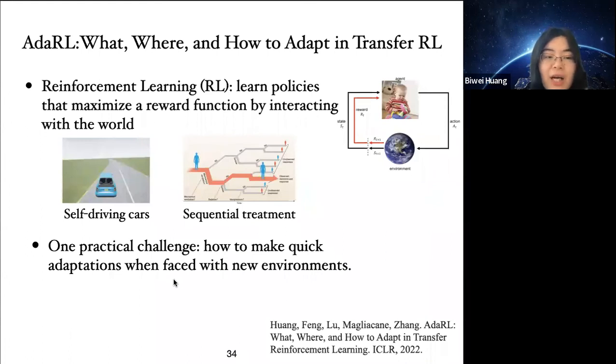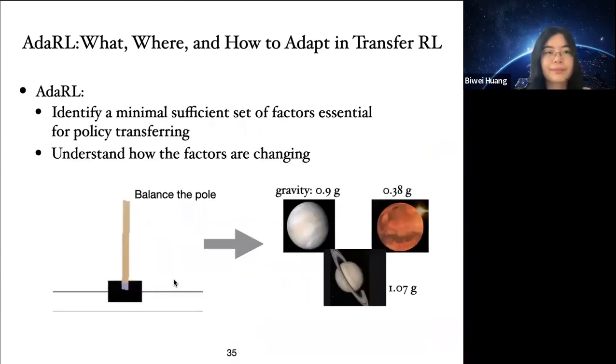One practical challenge of reinforcement learning is how to make quick and sample-efficient adaptations of the learner policy when faced with new environments, since the real world is always changing. We proposed AdaRL that adapts efficiently to changes across domains by locating a minimal sufficient set of factors that are essential for policy transferring and understanding how the factors are changing across different environments.